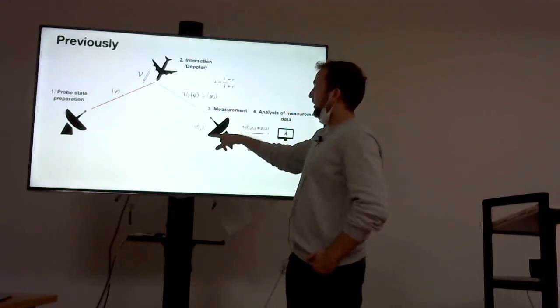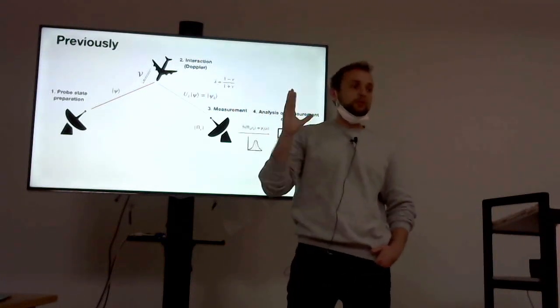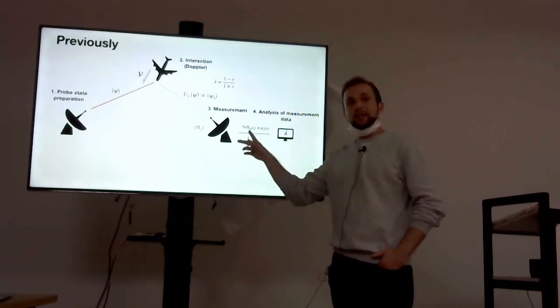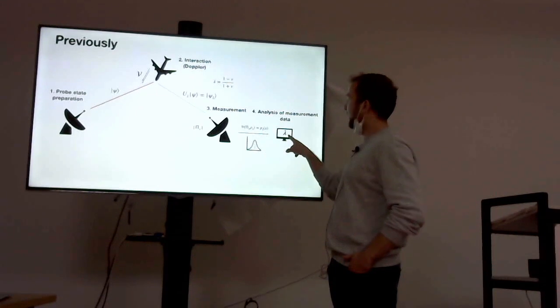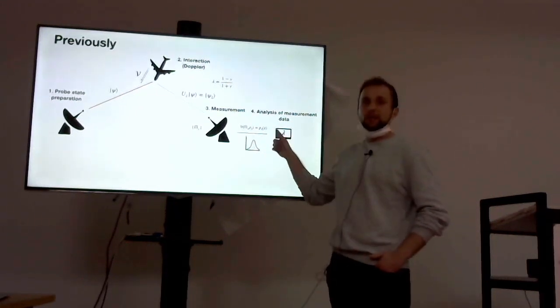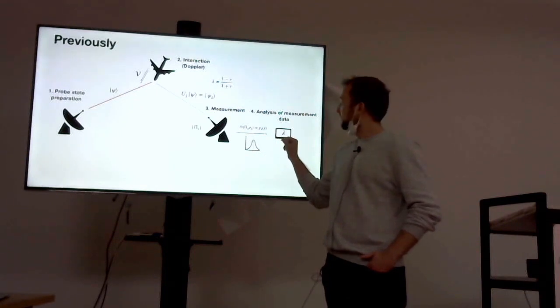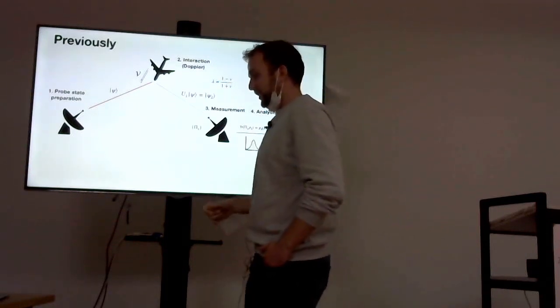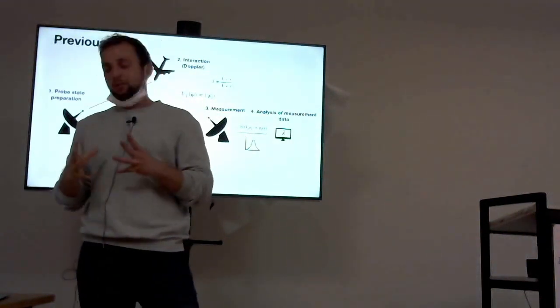The measurement then gives us a number or maybe multiple numbers, and those numbers can be analyzed and used to make a guess about the parameter. That's the last step, the data analysis. So that's how this radar protocol works.